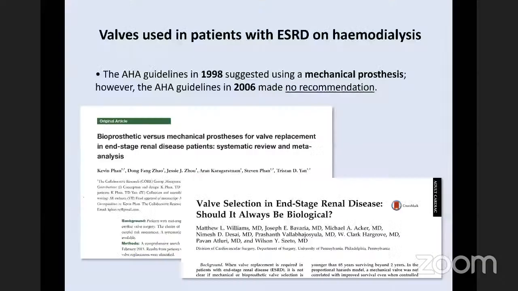Okay, here's an important clinical question. Which valve, mechanical or tissue valve, is superior for end-stage renal disease on hemodialysis? Previously, in the AHA guidelines in 1998, mechanical prostheses were suggested in patients with end-stage renal disease on dialysis, merely because accelerated tissue degeneration tends to occur more in this subgroup. However, in the most recent AHA guidelines and updates, this is no longer a recommendation.